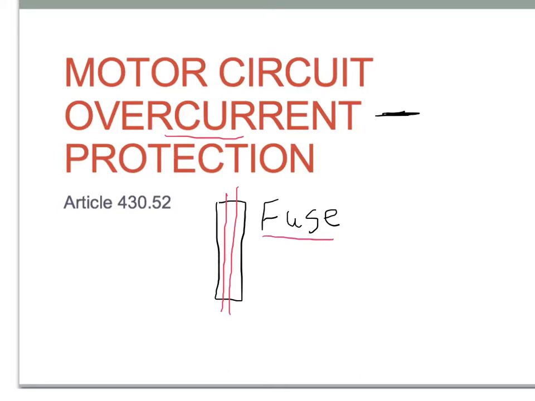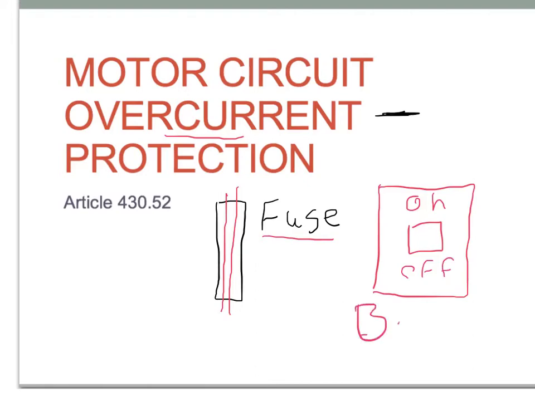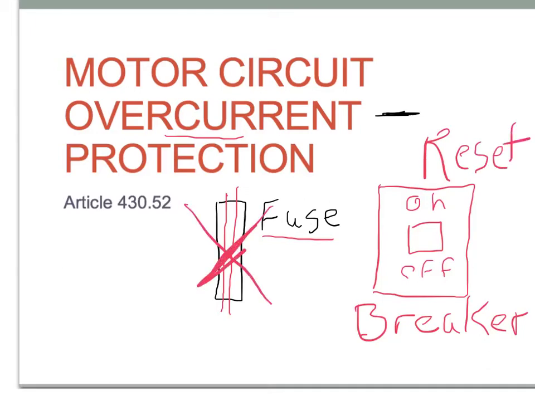A second item we can use is a circuit breaker, and of course we're going to have on and off. The circuit breaker also accomplishes this goal. There are some disadvantages to a circuit breaker, but there are also some advantages, in that circuit breakers can reset. Fuses, once they blow, have to be taken out and replaced and cannot be reset.